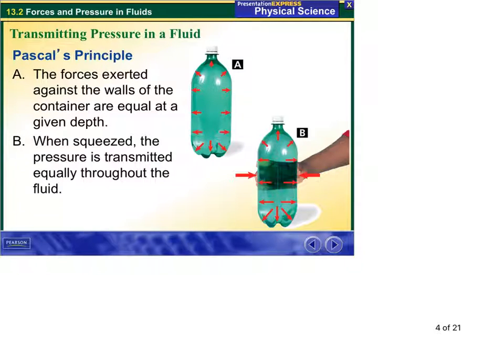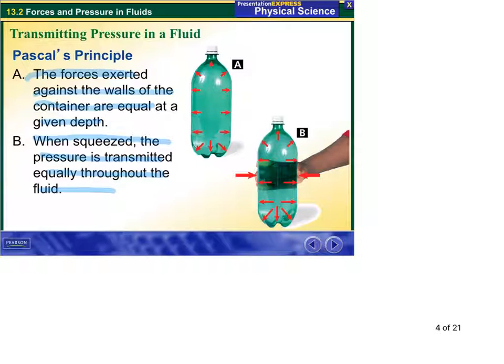Got a 2-liter pop bottle here filled with water. It's exerting pressure on all sides of the container of that pop bottle, equal at any given depth. When we squeeze it, that pressure is transmitted equally throughout the fluid. So all the pressures increase.